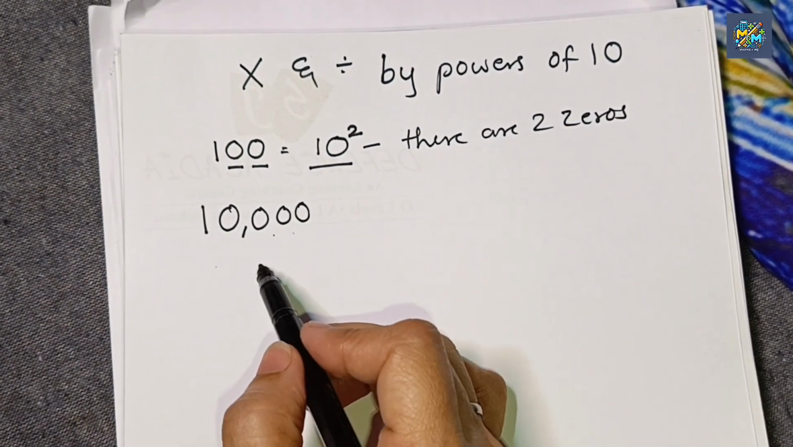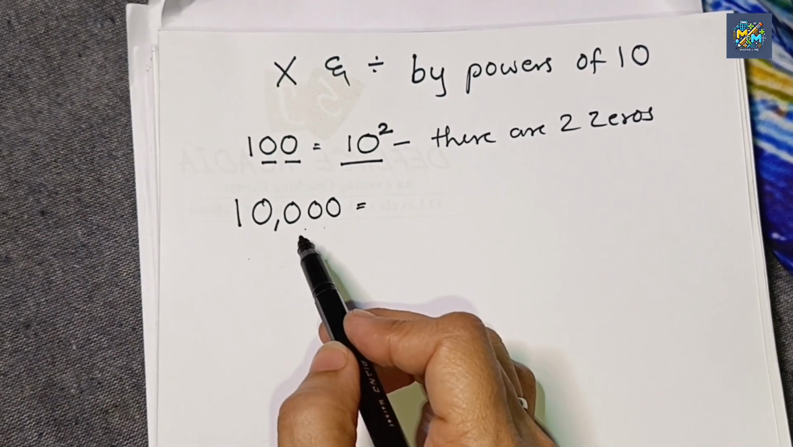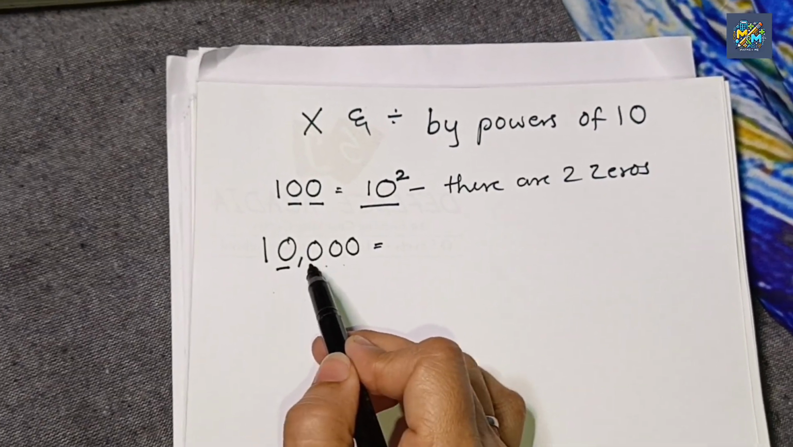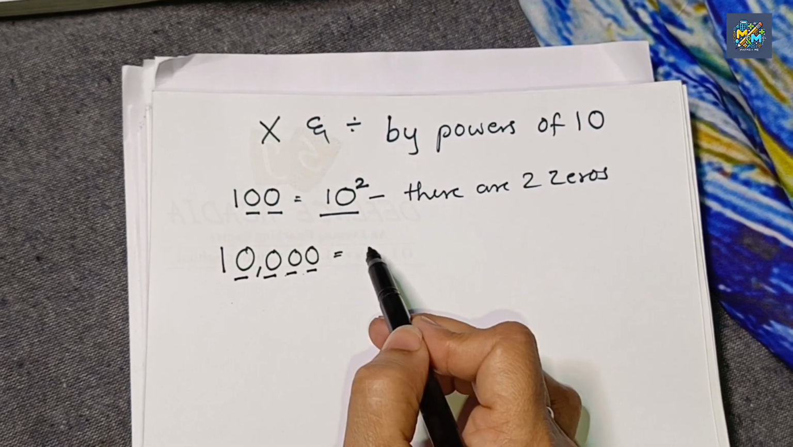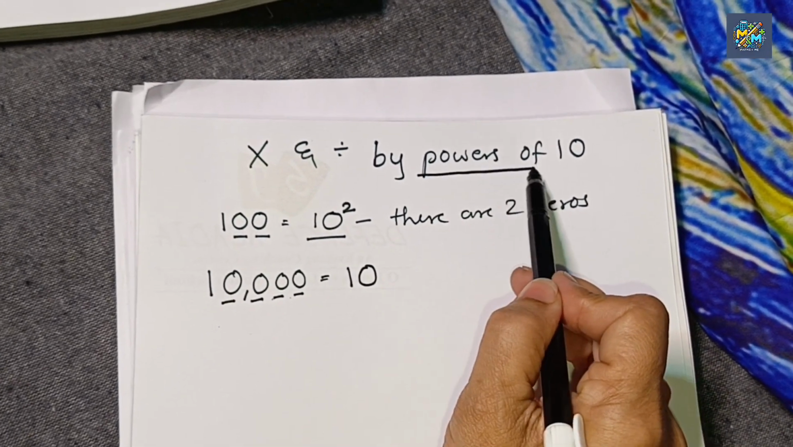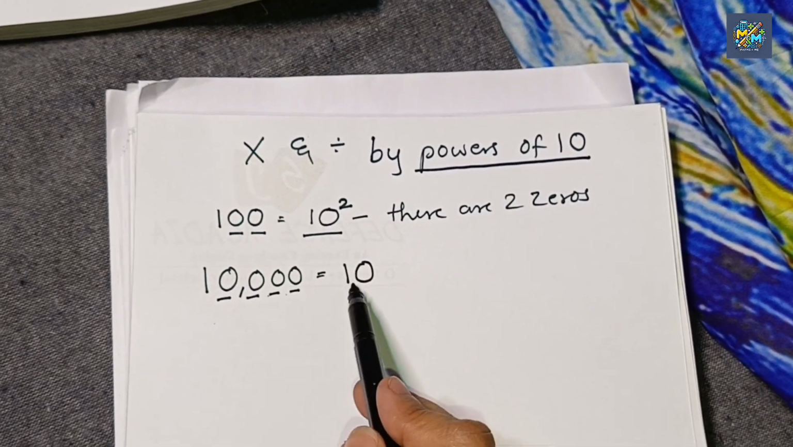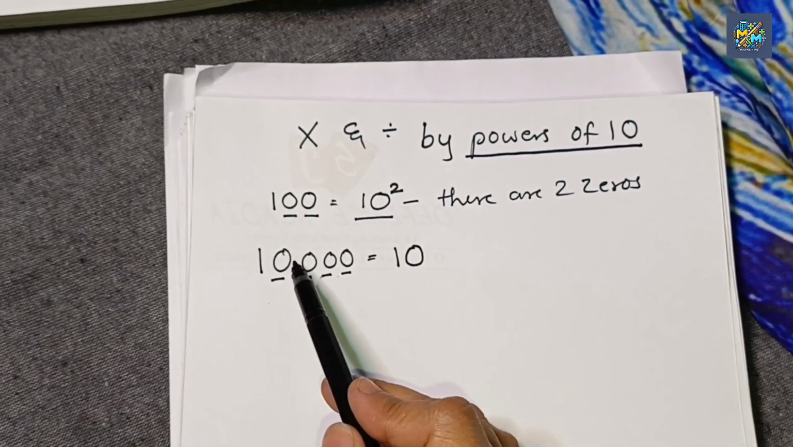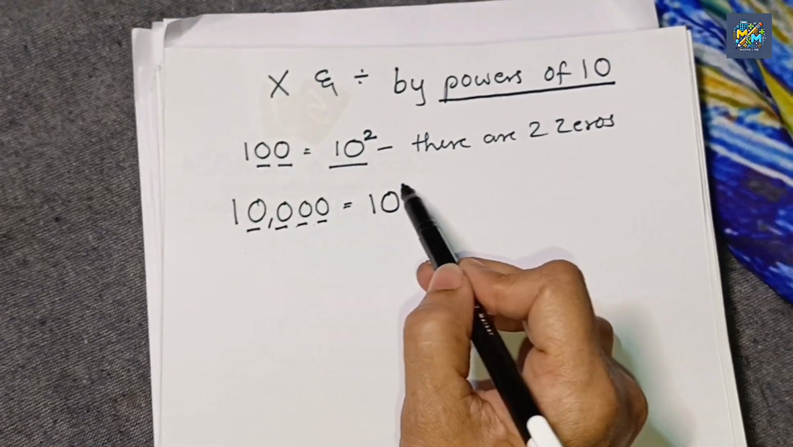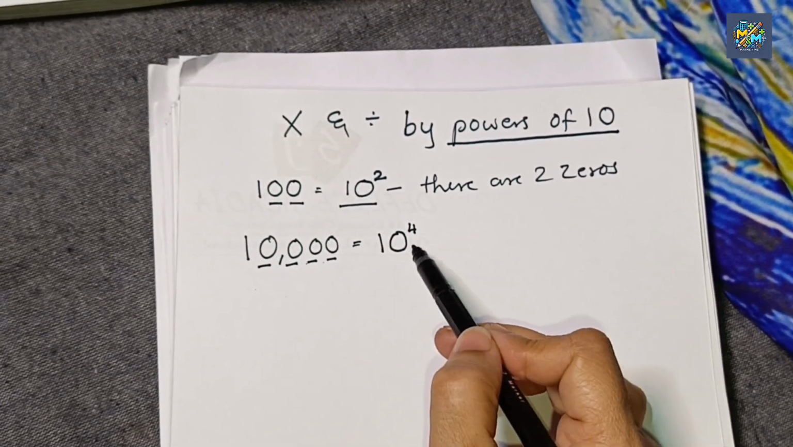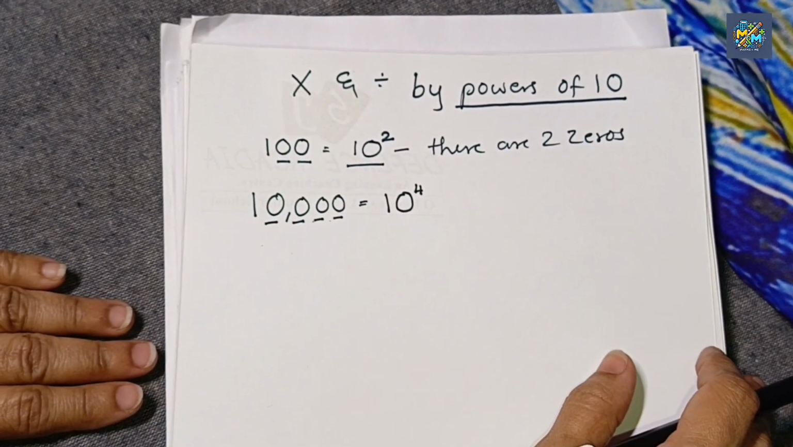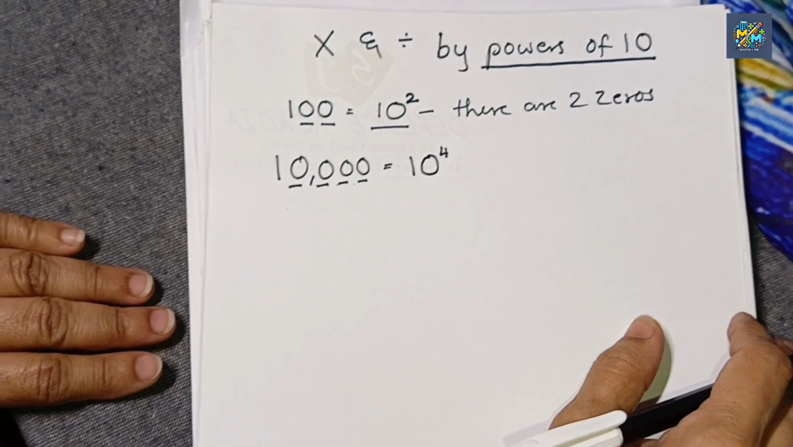Similarly, let's assume I have 10,000. If I don't want to write this, how am I going to write it as a power of 10? I have to count the zeros: 1, 2, 3, 4. My main number is always going to be 10 because our topic is powers of 10. 10 will be my main number and then I count the zeros: 1, 2, 3 and 4. So 10 raised to 4. Here there are certain sums, so let's start.